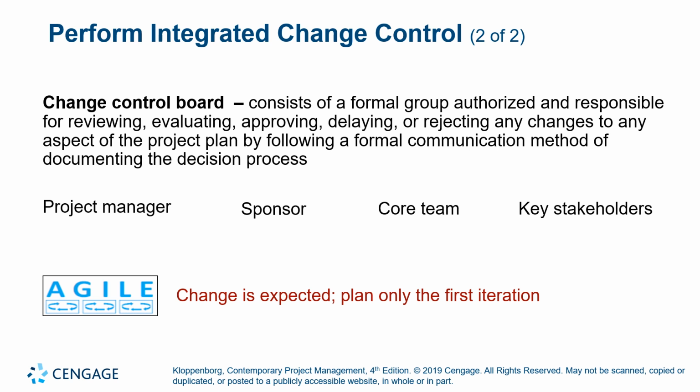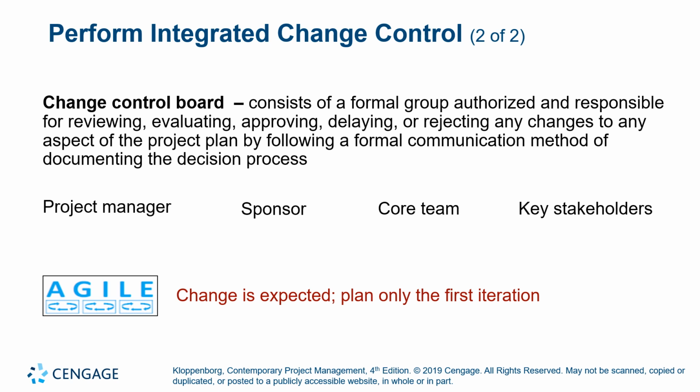What is a change control board? It consists of a formal group authorized and responsible for reviewing, evaluating, approving, delaying, or rejecting any changes to any aspect of the project plan by following a formal communication method of documenting the decision process. So typically, people that you have involved in the change control board are a project manager, a sponsor, core team, key stakeholders, right? Kind of like what we call that steering committee that helps us guide through decisions with a project. These are all individuals that are part of the change control board.